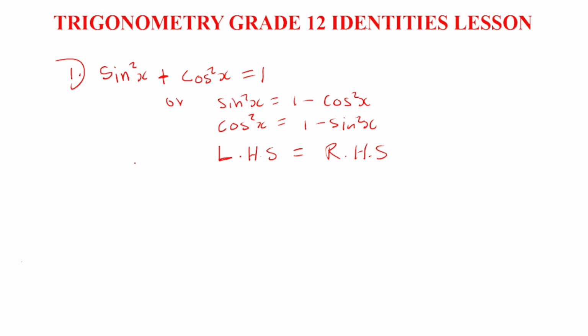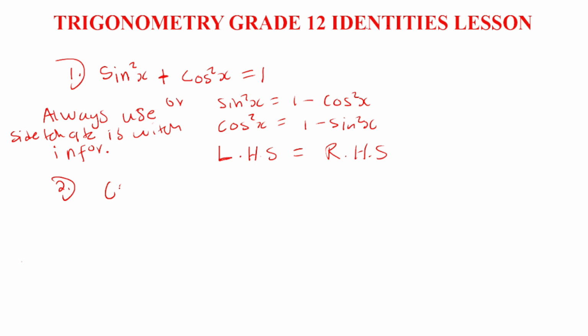Okay, so now the other tip that I can give you guys is that you must always use the side that is with more information. Okay, always use the side that has got more information. All right, so now let's have a look at identity number 2.